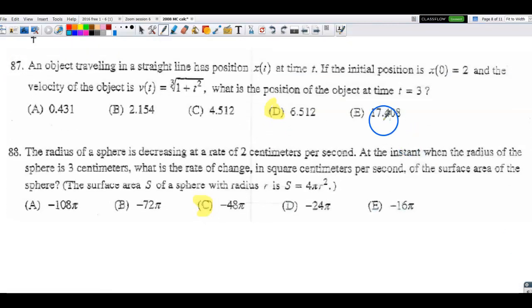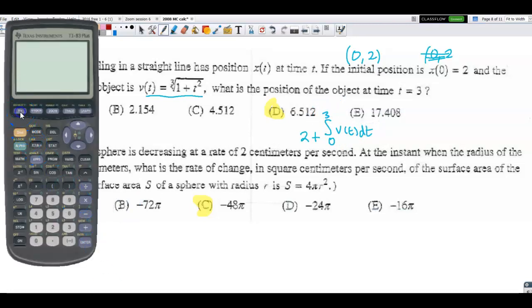Number 87, an object is traveling along a straight line, so x of t is position. Oops, that's actually not correct. At time 0, the particle is at 2, and this is the velocity of the object. What is the position of the particle at t equal to 3? Well, remember, for position, I'm going to take the initial position of 2, add to it accumulated area starting at 0, stopping at 3, under v of t dt. The calculator's going to do the work for me.